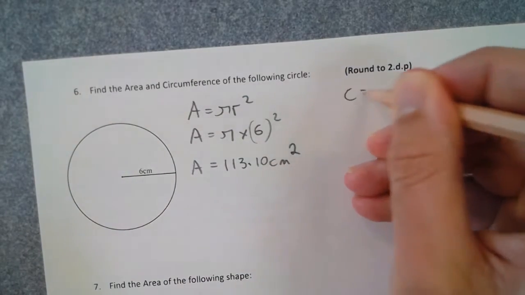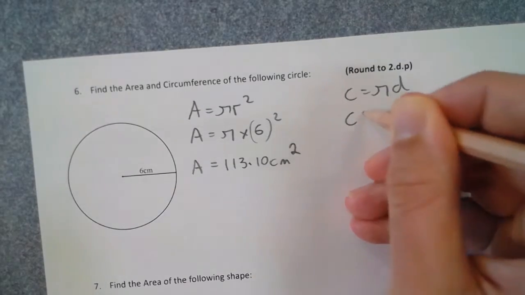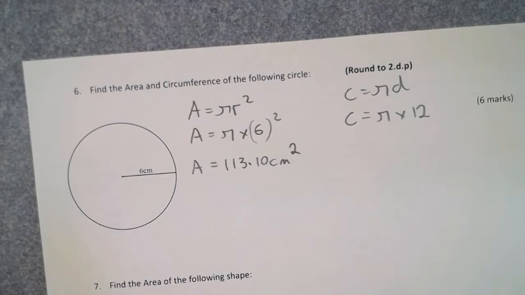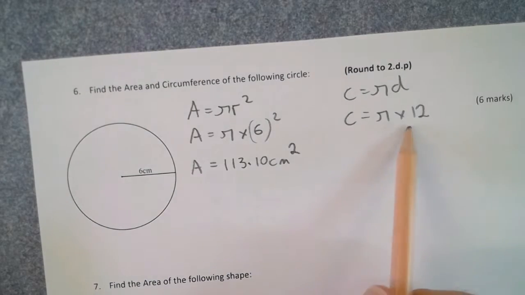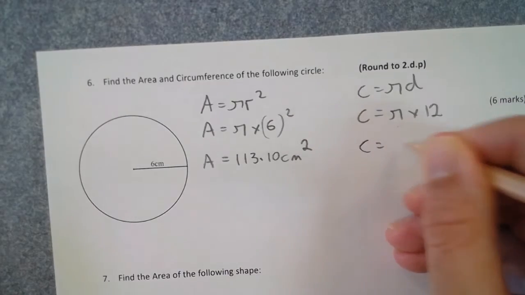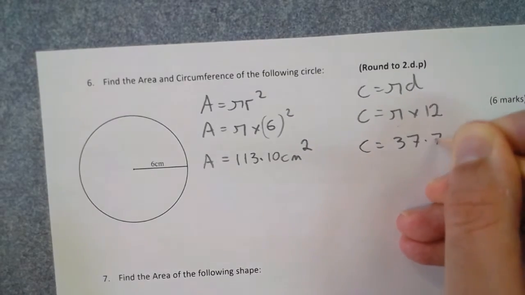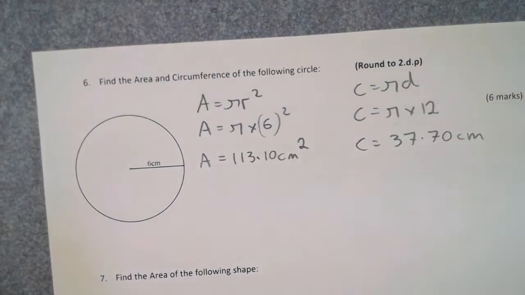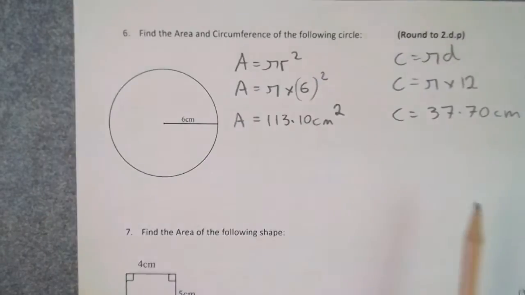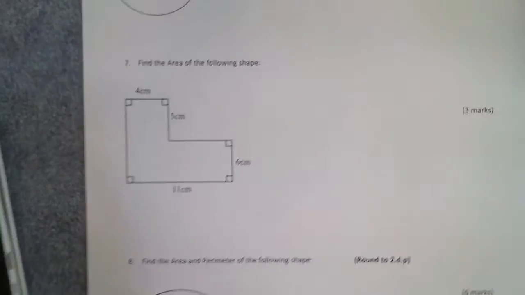Our circumference of the circle is pi d, or 2 pi r. So that's going to be pi times 12, because the diameter would be 12. Again, the exact answer is 12 pi, but to 2 decimal places, it would be 37.70 centimetres. You don't need to put the 0 on the end, but I like to do that when it says 2 decimal places. Question 7.